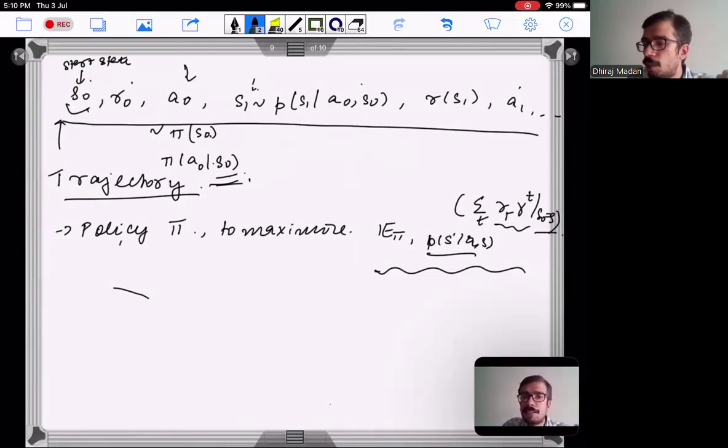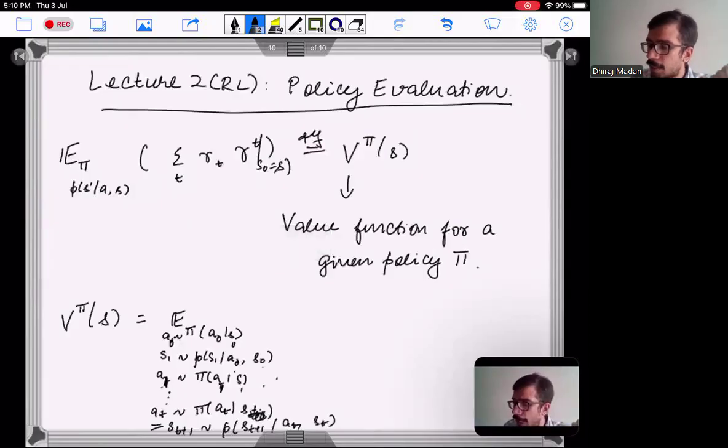From the transition distribution P of S1 given A0 and S0, and so on. So I'm just formalizing this. Essentially, at time step T, the action AT is chosen, conditioned on ST, by the agent with policy pi, and then the next state is chosen by the environment from the transition distribution, wherein ST plus 1 is chosen from P of ST plus 1 given ST and AT. So that's all that's happening.